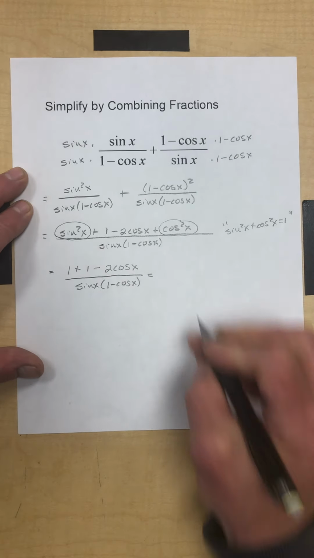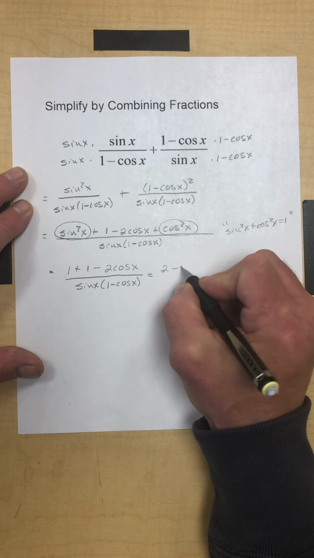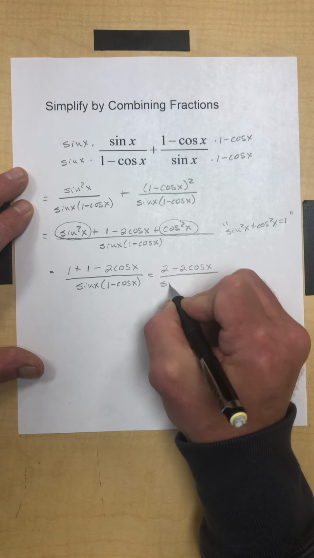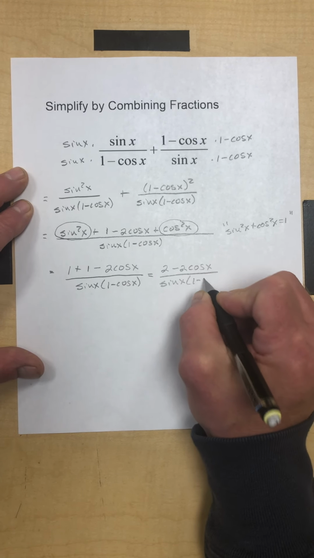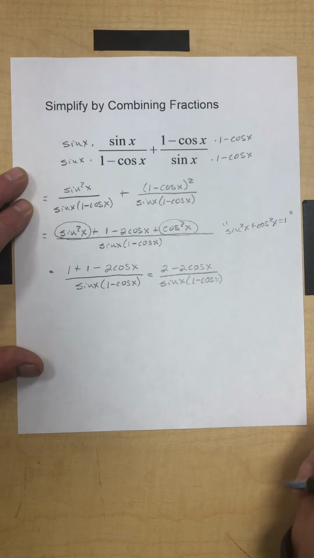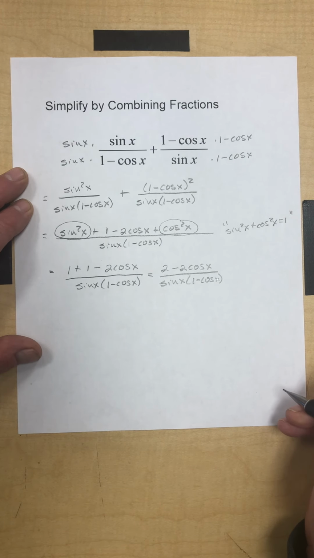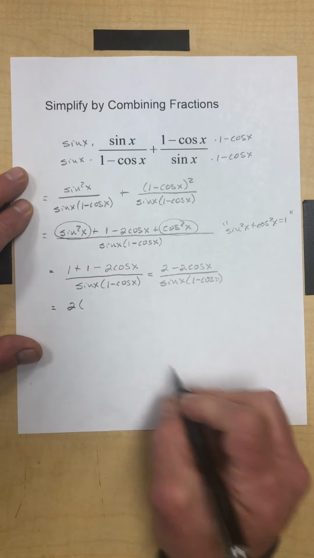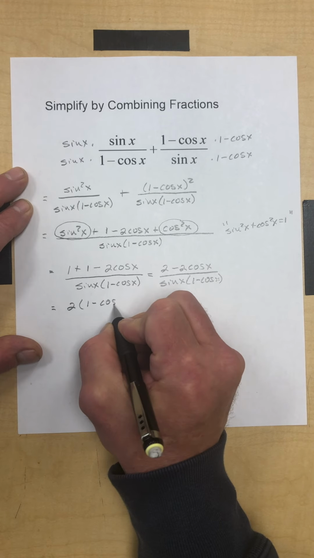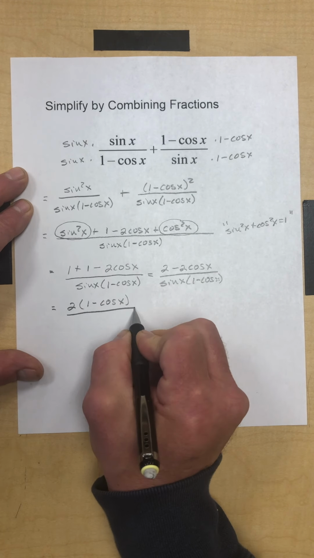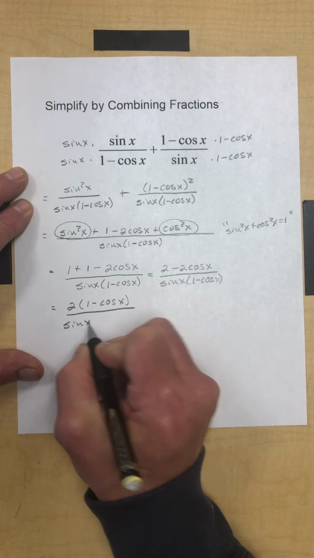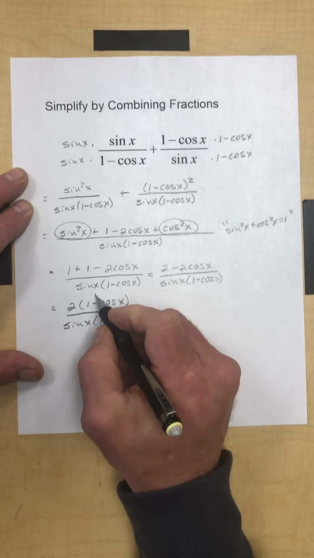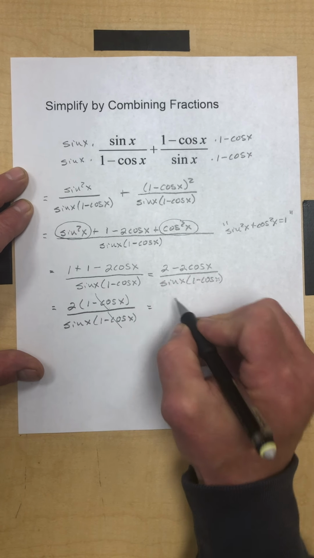Okay, up in the numerator, we just collect similar terms. 2 minus 2 cosine of x all over sine of x times 1 minus cosine of x. And notice in the numerator, I have a GCF of 2, so I'm going to factor that guy out. And when I do that, I'm left with 1 minus cosine of x all over sine of x times 1 minus cosine of x. And notice that the 1 minus cosine of x cancel off, so I'm left with 2 over sine of x.